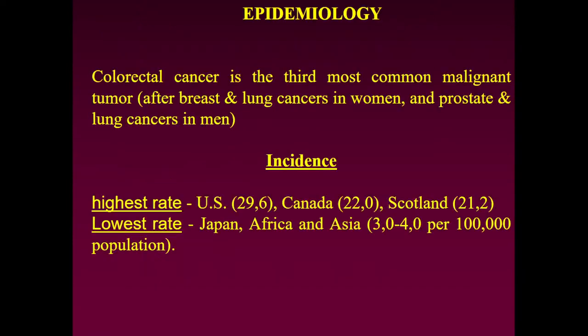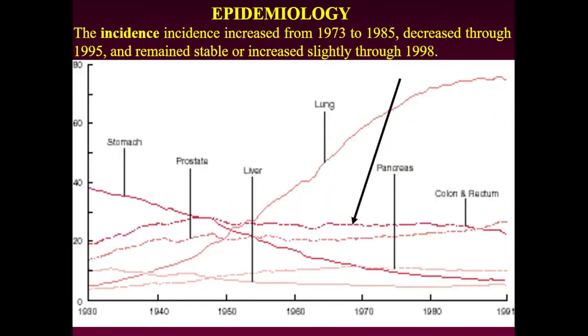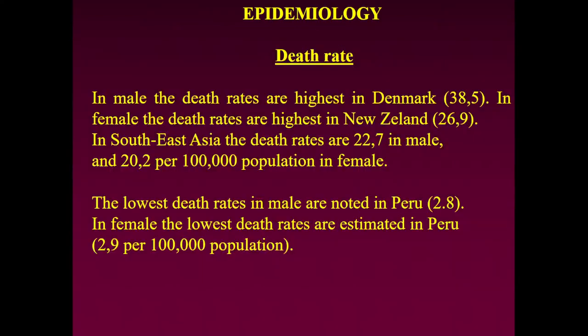Epidemiology. Colorectal cancer is the third most common malignant tumor after breast and lung cancer in women, and prostate and lung cancer in men. Incidence rates are highest in the USA, Canada, and Scotland, and lowest in Japan, Africa, and Asia, less than 4 per 100,000 population. The incidence has decreased in the last years.